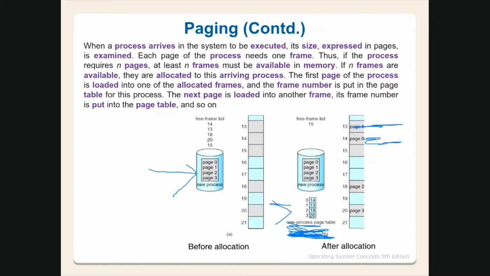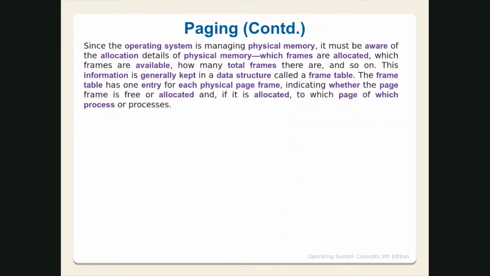So 13 is occupied, 14, 16, 18 and 20 are occupied. So from this free frame list, 4 frames were occupied, and only 15 is now free. This is the way. Before allocation, this is how the list looks, and after allocation, this is how the free frame list looks. Can you relate to the page table entries now? I guess you now understand. Am I right? So whenever a frame is allotted, the page table entry is updated. Remember that point: the page table entry is updated.